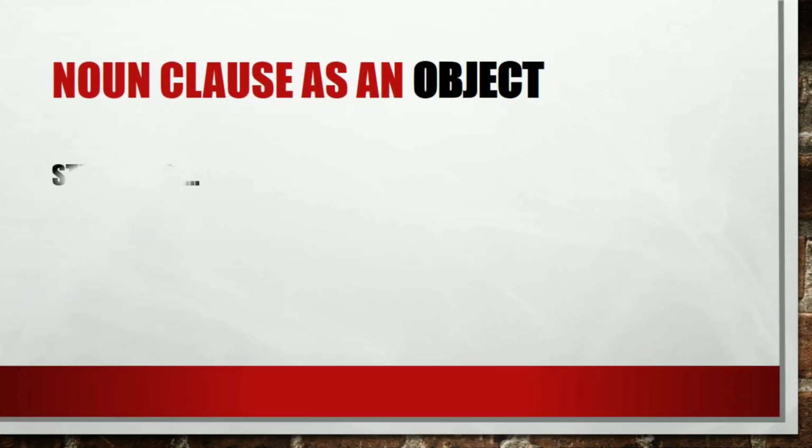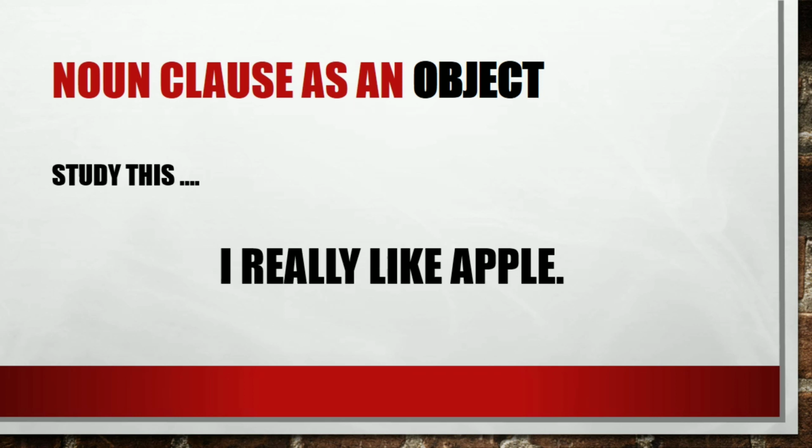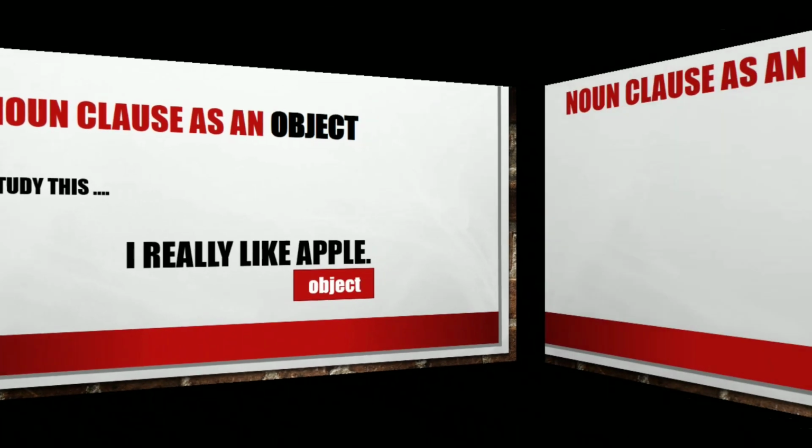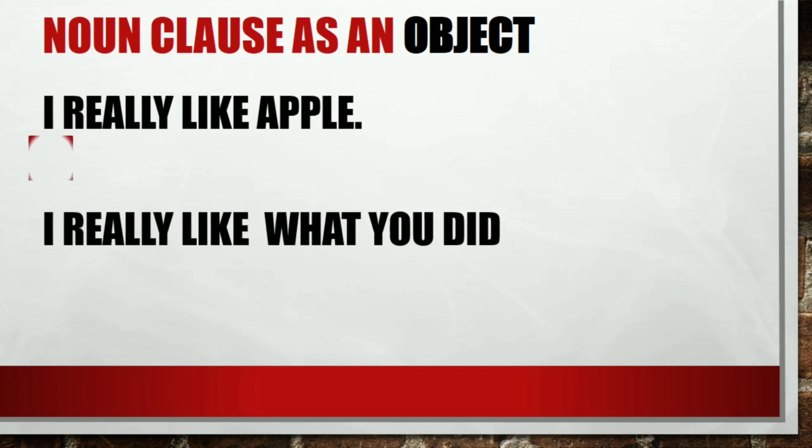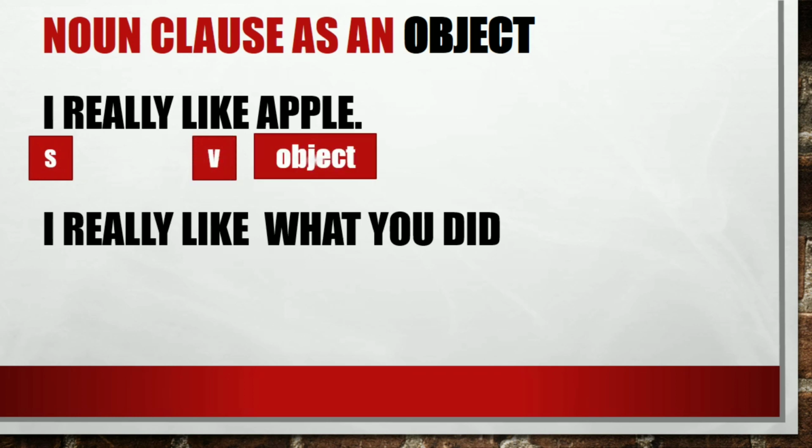Let's study this sentence. I really like apple. Let's identify what is the object. The object is clearly apple. Let's break down this one in more detail. What is the subject? It is obviously I. I is the subject. How about the verb? Like is the verb. And as I said, the apple is the object. We can see from this simple sentence, the position of object is always after verb. The verb is followed by an object. I assume that you get it, because it is the most fundamental knowledge of English language.